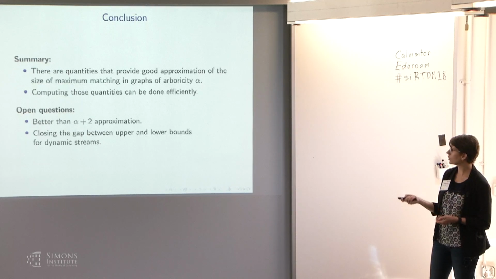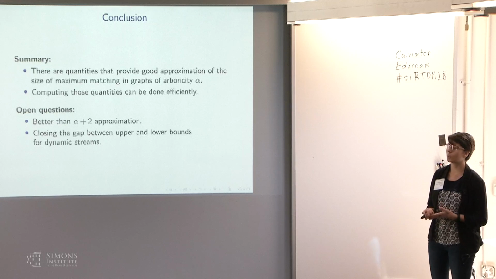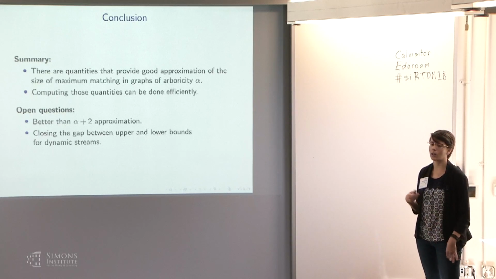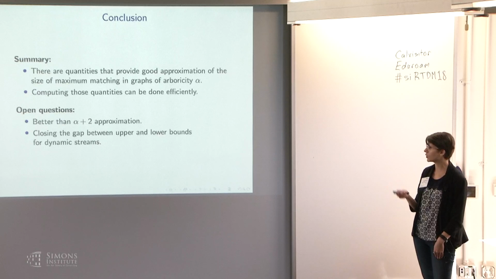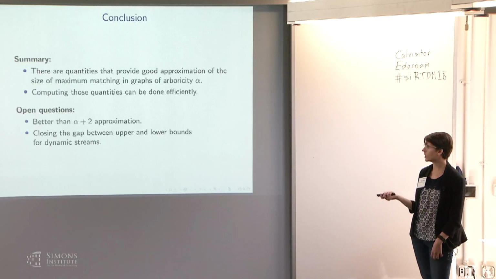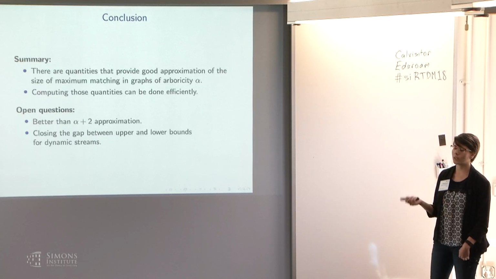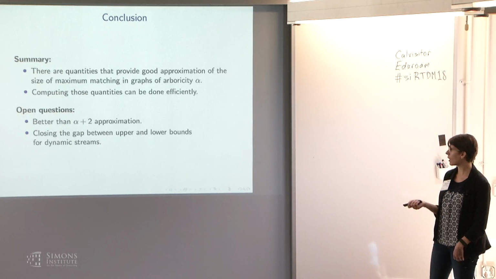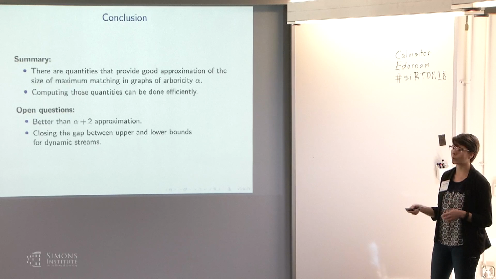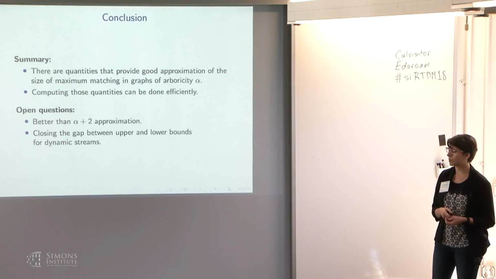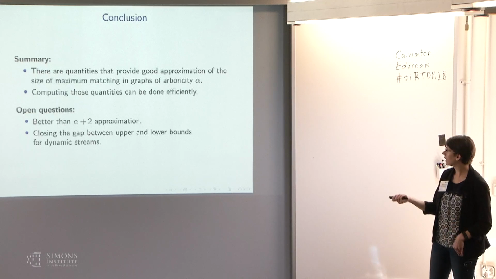So there are a few questions that are still open. First of all, so far it looks like our methods only give us alpha plus 2 approximation. So a question is whether we can do better than that. And second, for dynamic streams, there's still a gap between upper and lower bounds on the space that the algorithm uses. So closing that gap would be another open question.